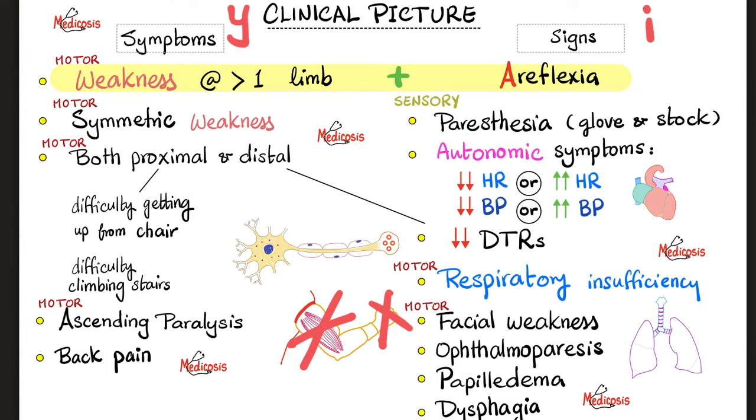More motor symptoms or signs include weakness of the facial muscles, ophthalmoparesis. Paresis means paralysis or weakness of the eye muscles. This is not the optic nerve. These are the oculomotor, trochlear, and abducens nerves, which control the extraocular muscles. Remember that these are peripheral nerves, and therefore they can be affected in patients with Guillain-Barré syndrome. Although not very common, papilledema can happen, and difficulty swallowing can happen as well.